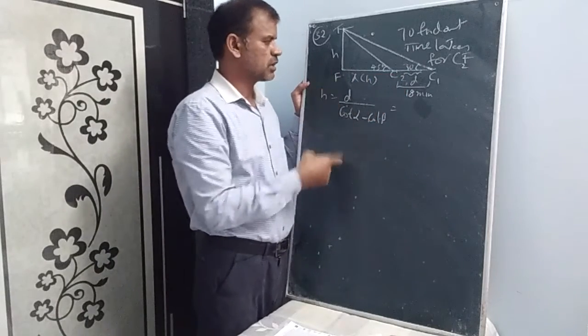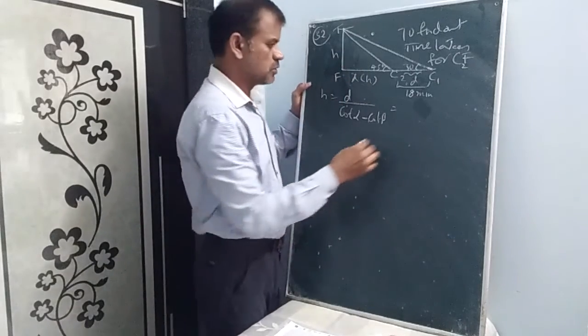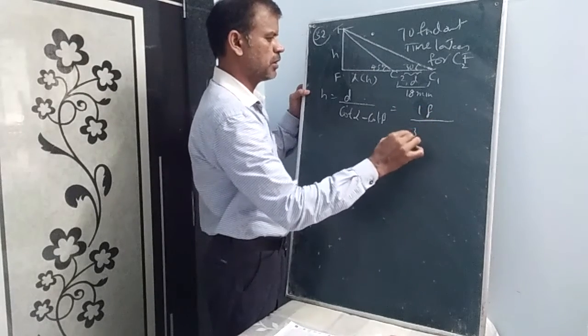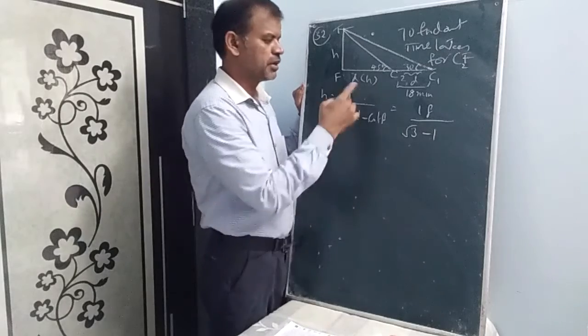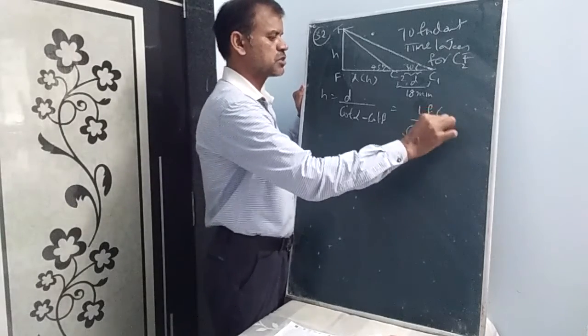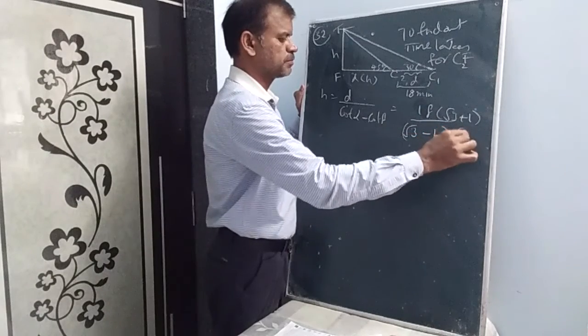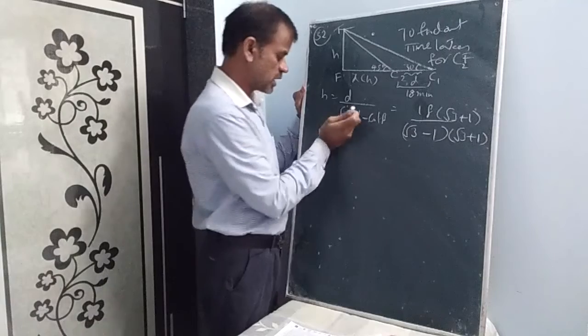Of course, it is nothing but H, because tan 45 is H by X equal to 1, so H equals X. So we only need to calculate H. D by cot alpha, meaning cot 30. Cot 30 value is root 3, minus cot 45 value 1. Rationalize here: this is root 3 plus 1 into root 3 plus 1. So H is equal to, H means here the time taken.